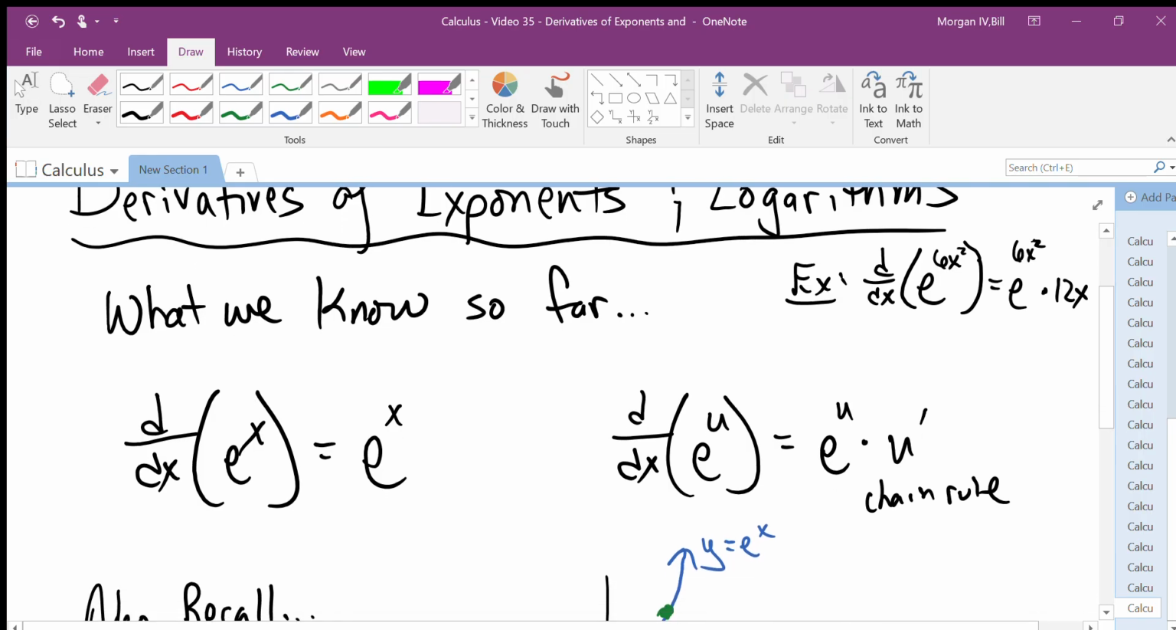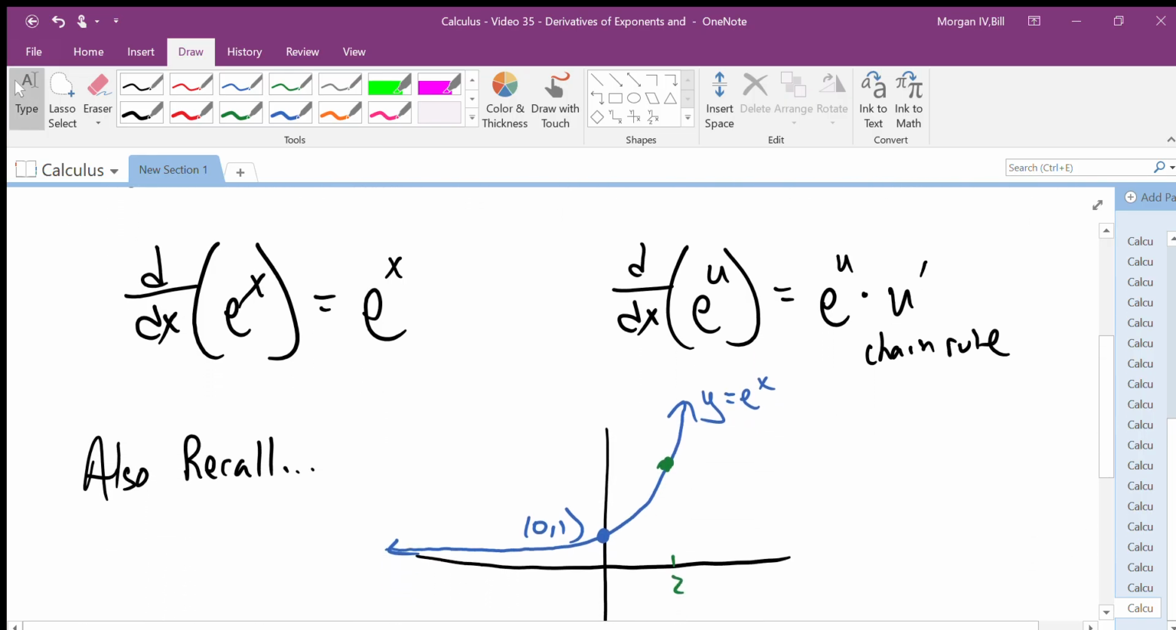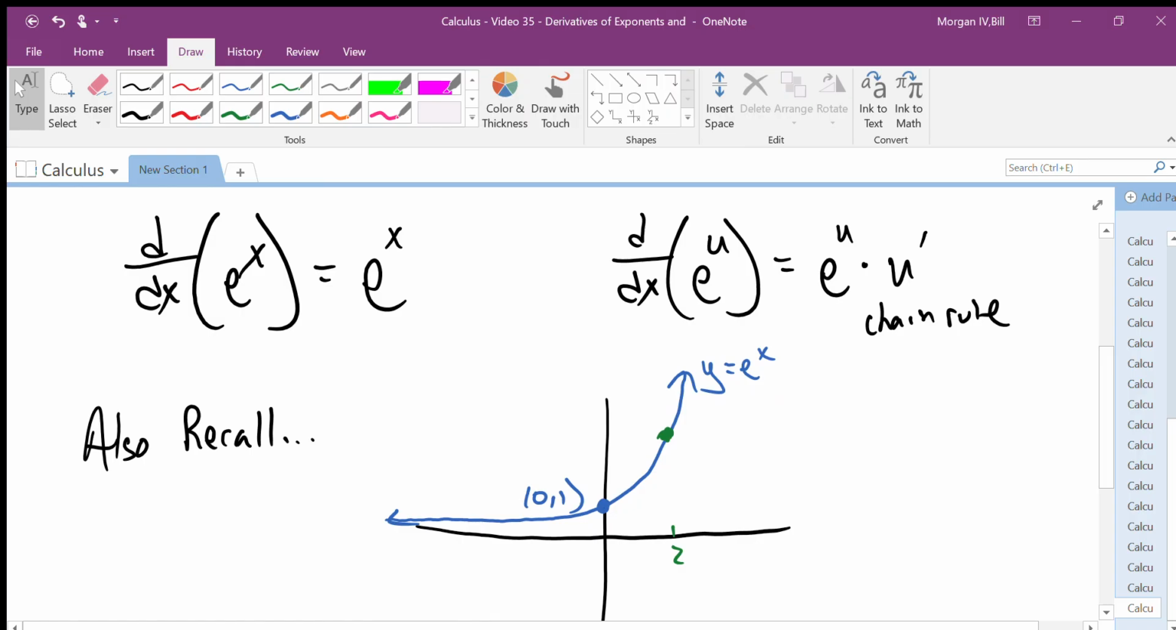And the reason why, if you remember, the derivative of e to the x was e to the x is that in the graph of e to the x, we see that at any x value, here I have an x value of 2, the y value would be e to the power of 2. And the slope of the tangent line would also be e to the power of 2. The slope of the tangent line is the same as the y value.